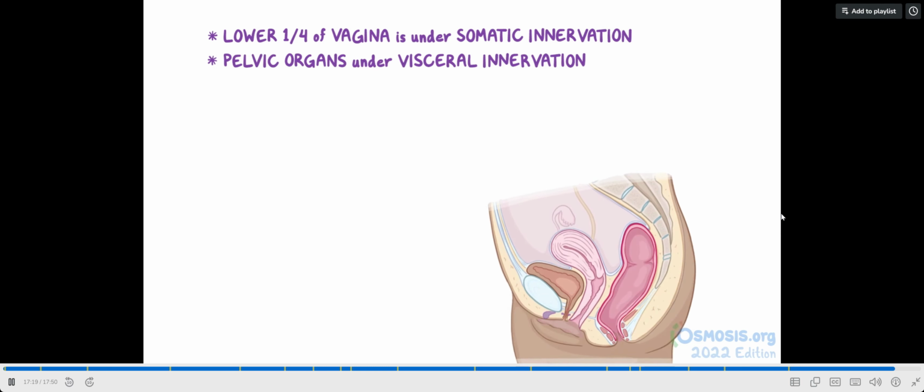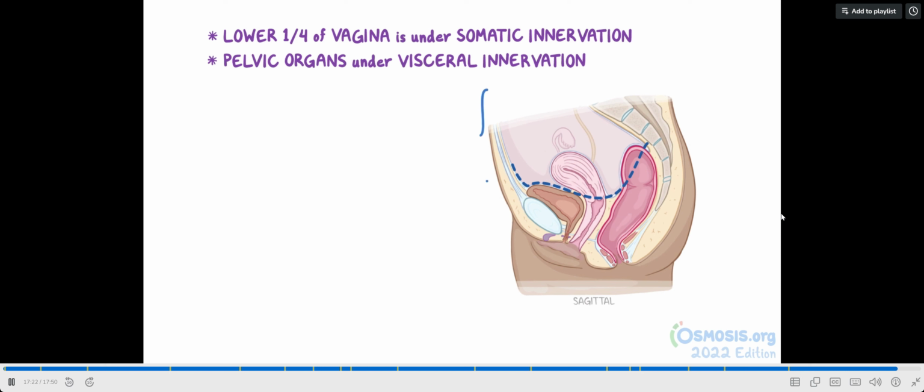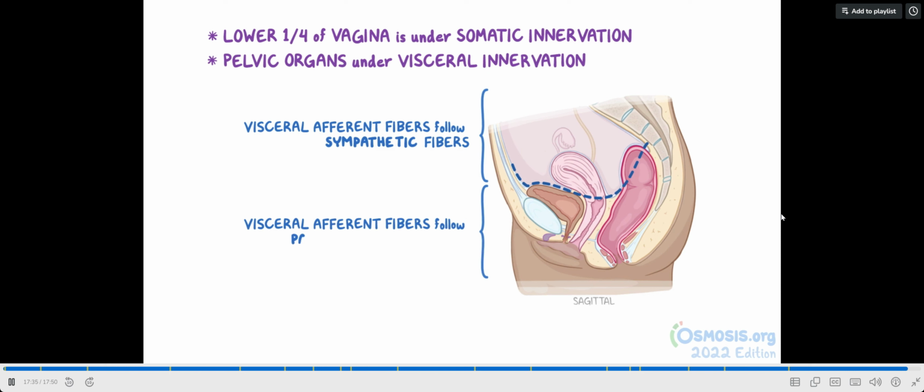The ovaries, uterine tubes, fundus, and body of the uterus lie above the pelvic pain line, and their visceral afferent fibers follow the sympathetic fibers. The cervix and upper 3/4 of the vagina lie below the pelvic pain line, and their afferent fibers follow the parasympathetic fibers.